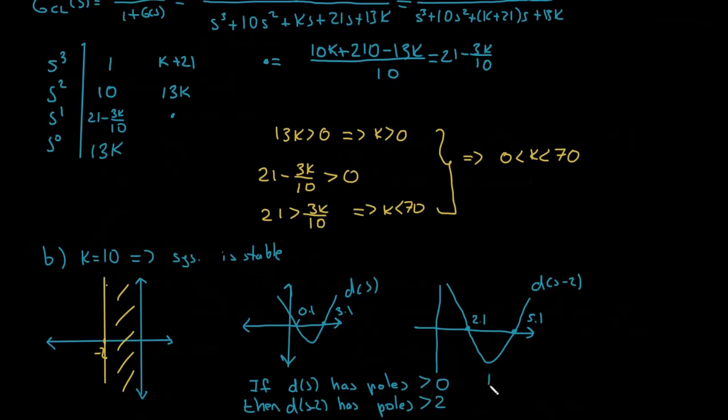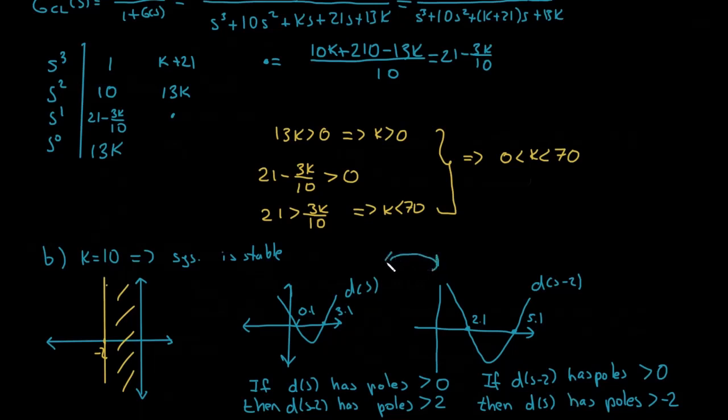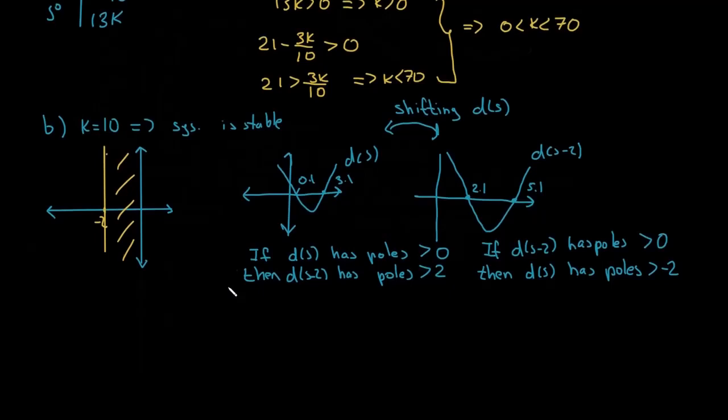And in a similar way, for example, if d of s minus 2 has poles which are greater than 0, then d of s has poles greater than minus 2. So here I can write shifting. Okay, so then let me try to continue down here.